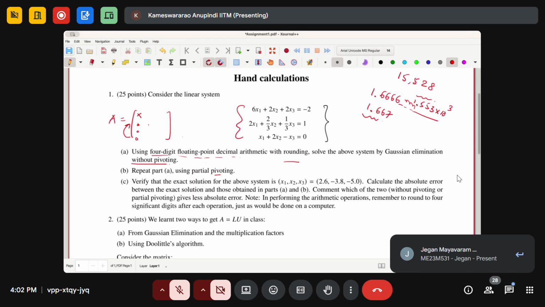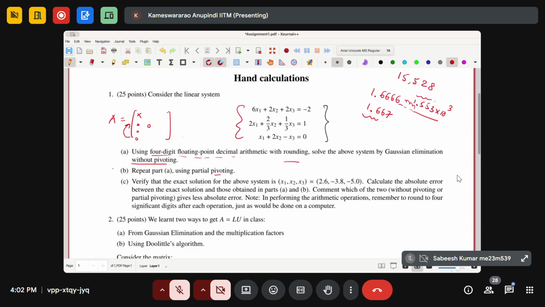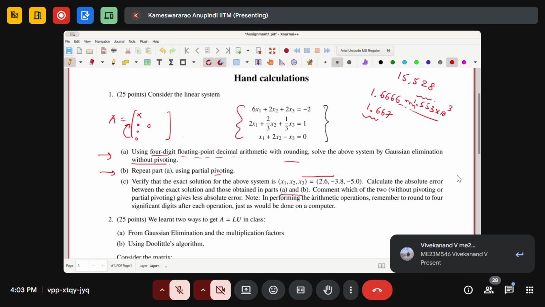Do for the first pivot, second pivot, and only the first 2 pivots. That is what you are going to repeat, and you will see if there is a difference. Verify that the exact solution above is given. Calculate the absolute error between the exact solution and those obtained in parts A and B. You'll see that the solution you will get from without pivoting and with pivoting would be different.